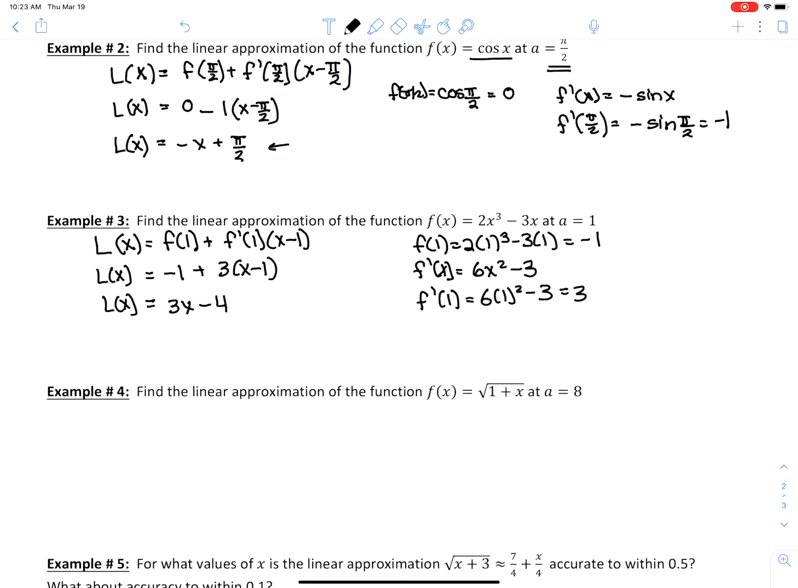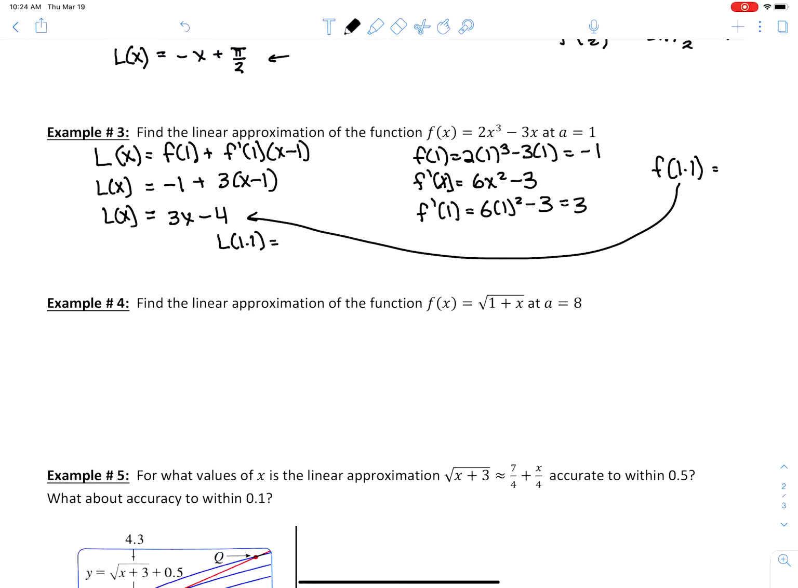I would use that to approximate whatever value of the function I wanted. I could approximate f of 1.1. I would use this, sub in L of 1.1, and then I could approximate it and figure out, is it an over, is it an under, example like that.